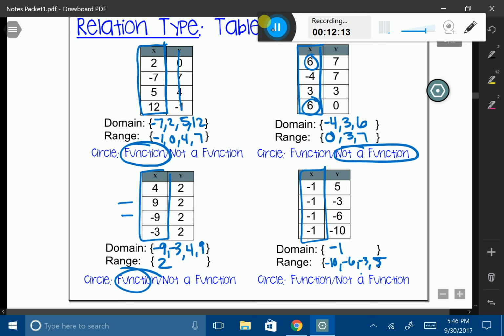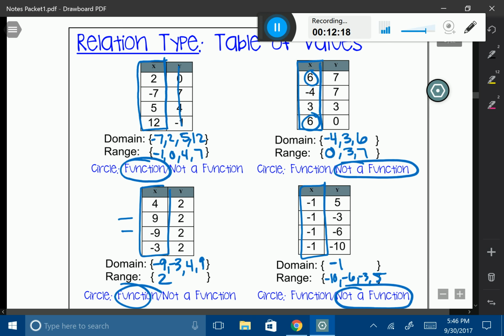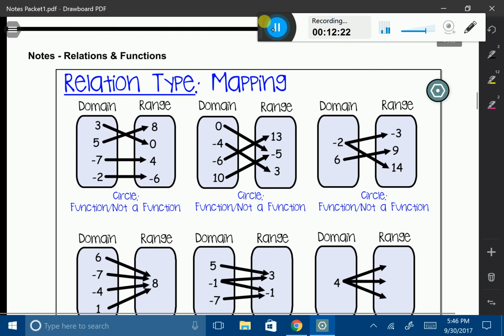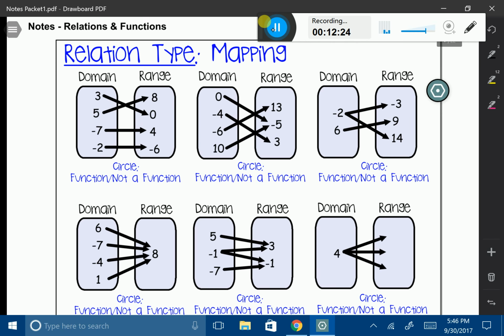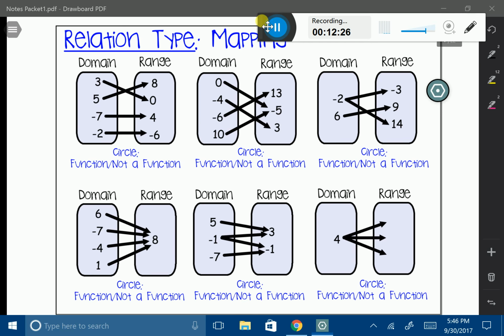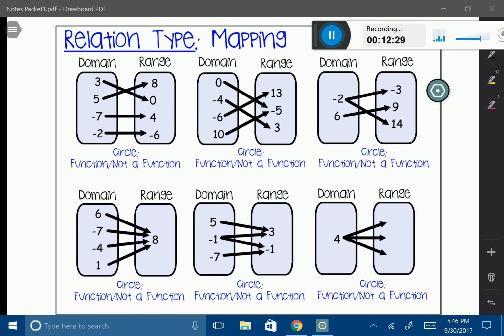Okay, so we have looked at sets of ordered pairs relations. We looked at table of values, and now we're moving on to the third one. This is kind of a unique one. This is called a mapping. A mapping is very similar to a table of values in my opinion because it has those nice little columns or egg-looking figures, but it works the same way.